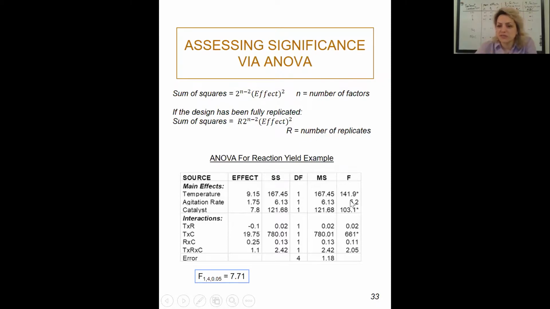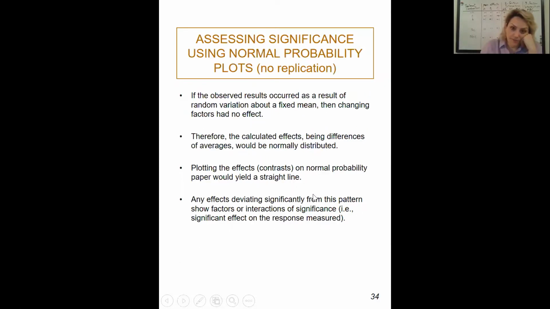When you remove these from your model, their value is going to be added to the error. We call it lack of fit error, and it's added to the error. So this is the ANOVA.